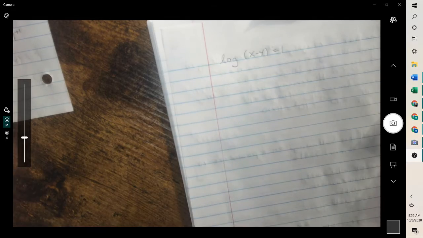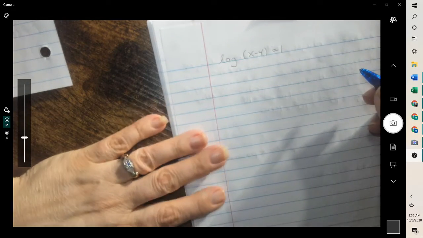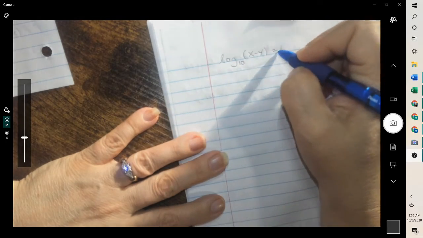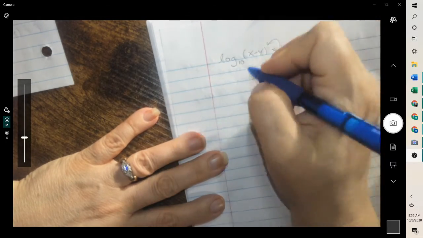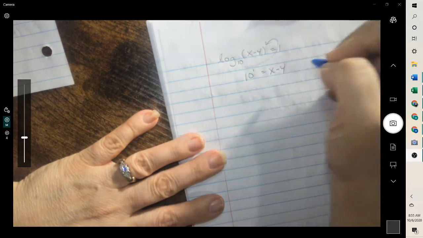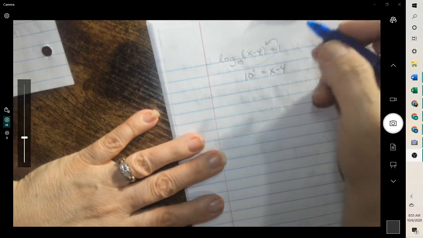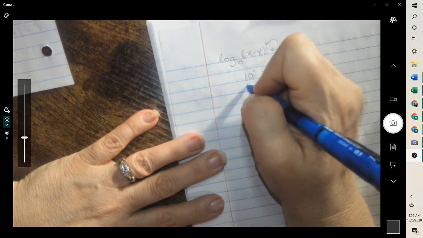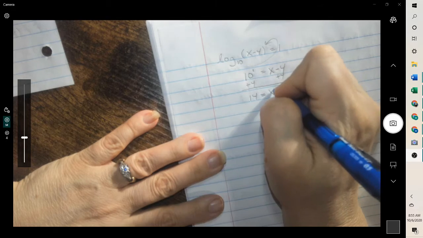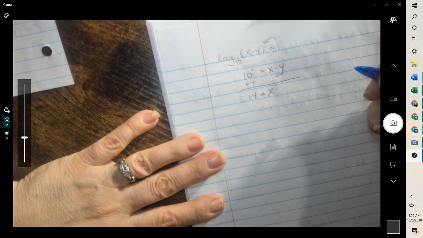Okay, again, we want to solve without a calculator. There's no base, so we know that it's 10. And then we can rewrite it. 10 to the first equals x minus 4. 10 to the first is 10. And we can add the 4 to the other side. And we get 14 equals x.